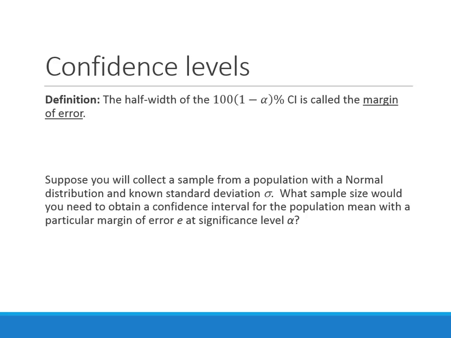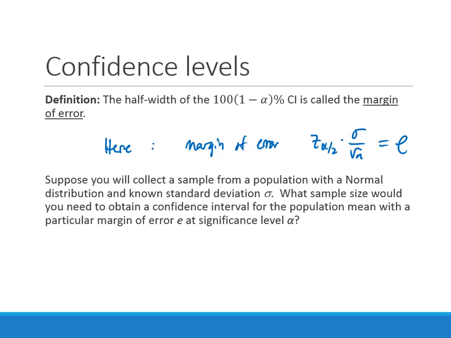So here, the margin of error is just this one half of that interval, which is z sub alpha over 2 times sigma over the square root of n. So that's half the width of my interval, the part that I'm adding and subtracting from my sample mean x bar. And I think we're going to call this E. So that's going to be my margin of error there.